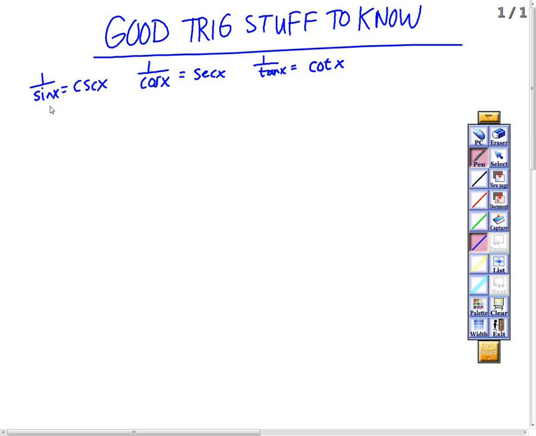Cotangent. And we also know that tangent x is, and cotangent is, okay.